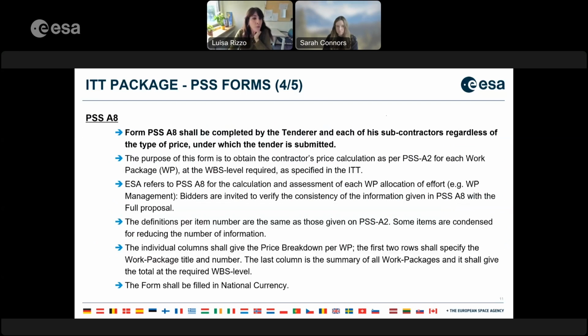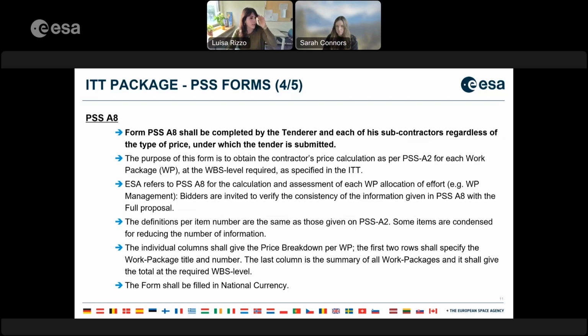the same as the previous one. These PSS forms shall be completed by the tenderer and each of its subcontractors, regardless of the type of price under which the tender is submitted. The purpose of the PSS A8 actually is to obtain the contractor's price calculation as per the PSS A2, so they are all connected, for each work package at the WBS level as specified in the ITT.